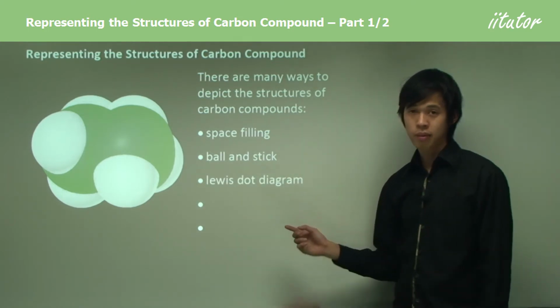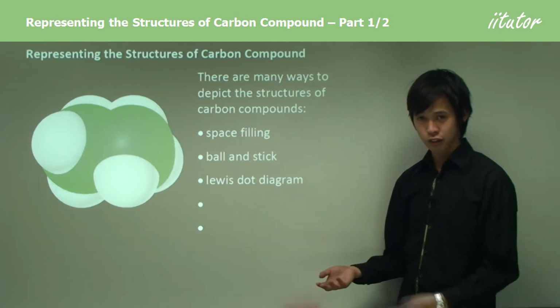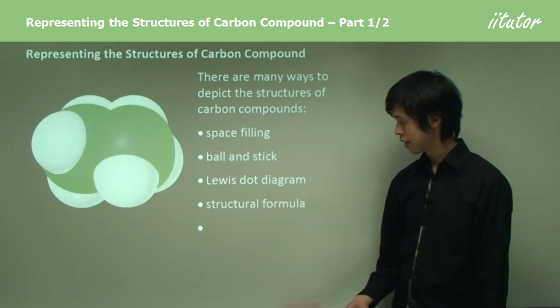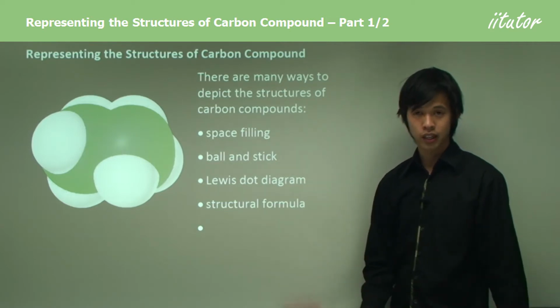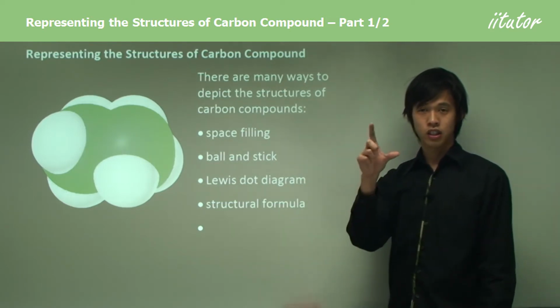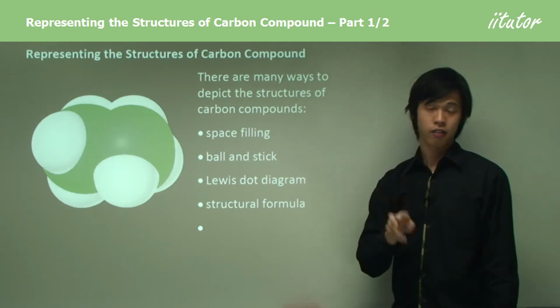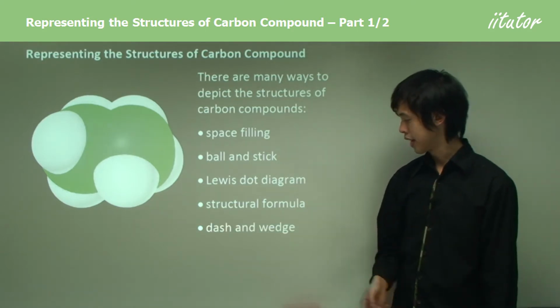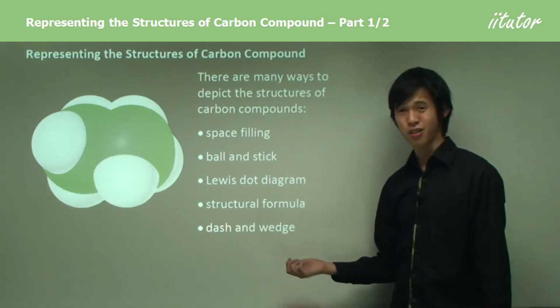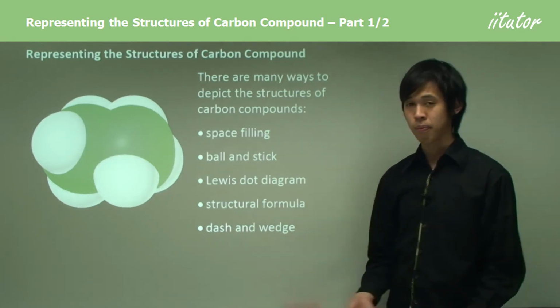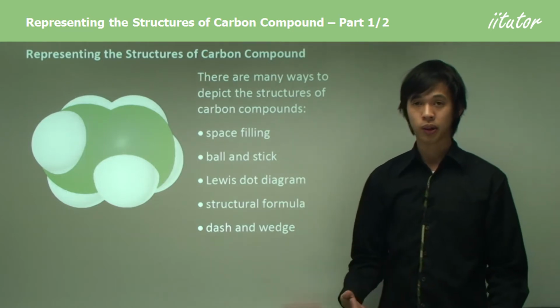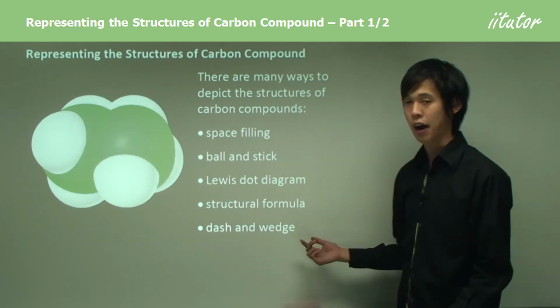The Lewis dot diagram, which we're all familiar with by now. We can draw Lewis dot diagrams. Structural formula, again, we should be familiar with. It's just bonds represented as a single line rather than two dots. And the dash and wedge. So the dash and wedge is a newish one or a more advanced one. You may not be familiar with it, but we'll go through it later and show you how it works.